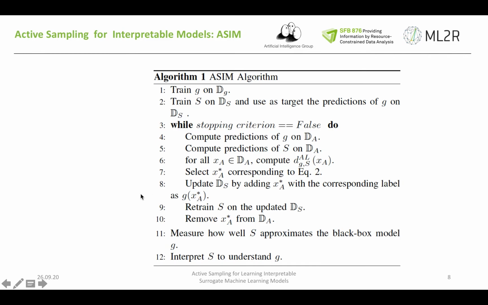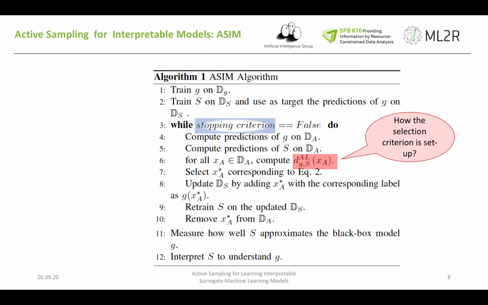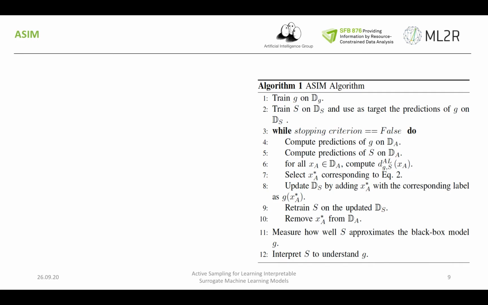After finishing this iterative process, we measure how well S approximates the black box model G, and we use it to understand G. Two main questions are to be raised: which selection criteria to consider, and when should we stop the iterative process? For the selection criteria, it's an interaction between the black box and the surrogate model that should translate a kind of disagreement between them, and we use the variance between the output of the black box model and the surrogate model for each sample belonging to DA, and points with the highest disagreement are selected.